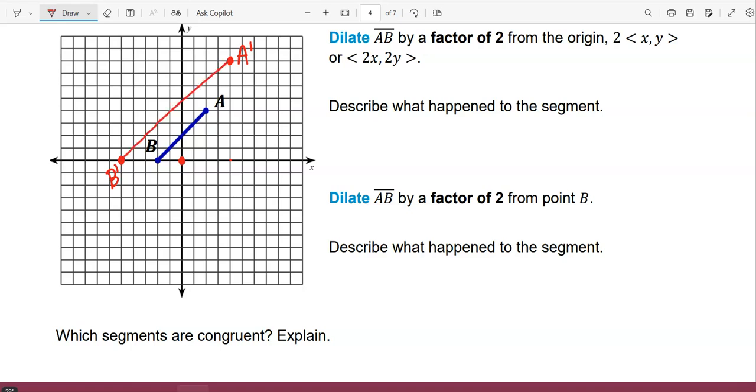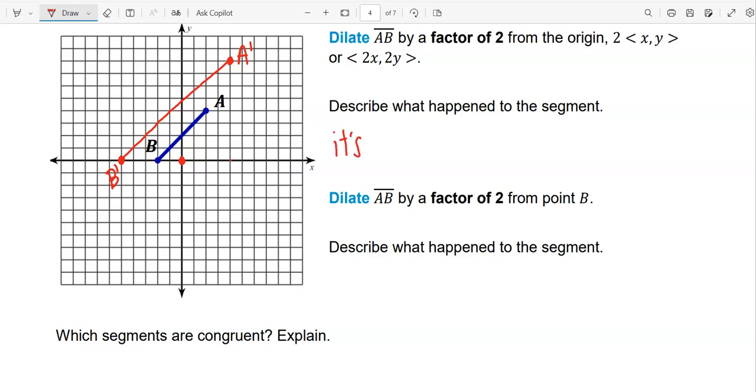What do you notice about A prime, B prime? It's what? Parallel. Every time you dilate something, your new line should be parallel. So even if you're dilating like a triangle, the sides of your triangle should be parallel to the original sides, okay? What else do you notice about the line segment? By how much? 2, yep, so it's double the length.